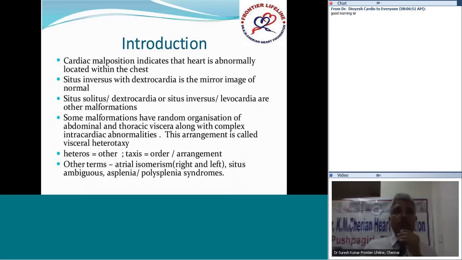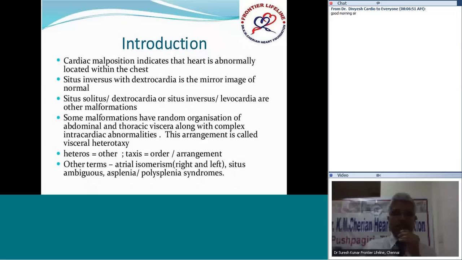You know that cardiac malposition indicates that the heart is abnormally located within the chest. You are familiar with situs inversus dextrocardia, which is the mirror image of normal. You know that situs solitus could have dextrocardia, or situs inversus could have levocardia. These are malformations that you are familiar with. But some malformations have random organization of abdominal and thoracic viscera along with complex intracardiac abnormalities. And this arrangement is called visceral heterotaxy.